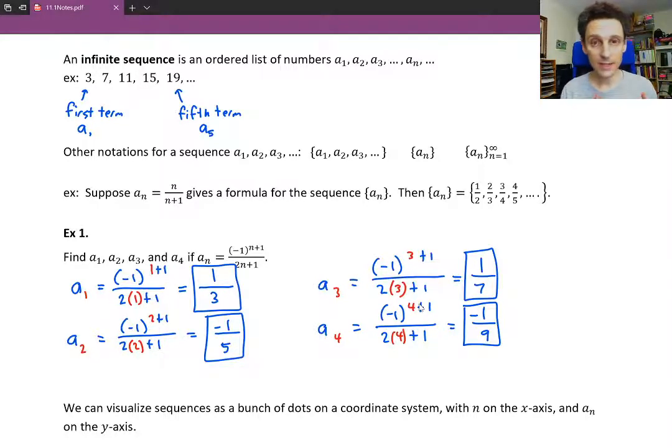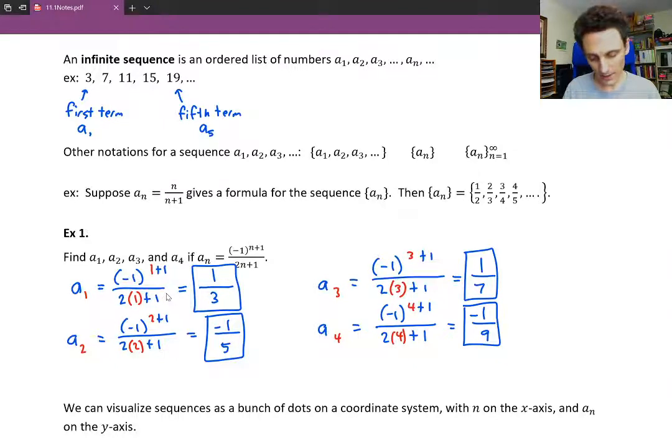Every time that the exponent above negative 1 is even, you just get positive 1. Every time it's odd, you get negative 1. So this negative 1 to the n plus 1, this part of the formula is what's causing the terms to alternate sign, positive, negative, positive, negative.